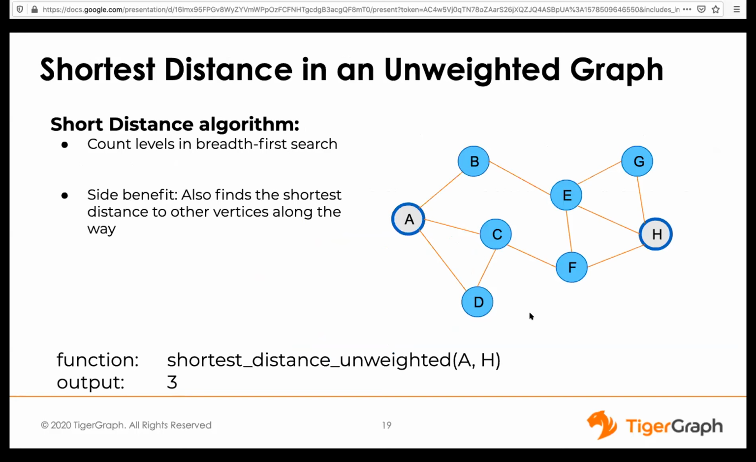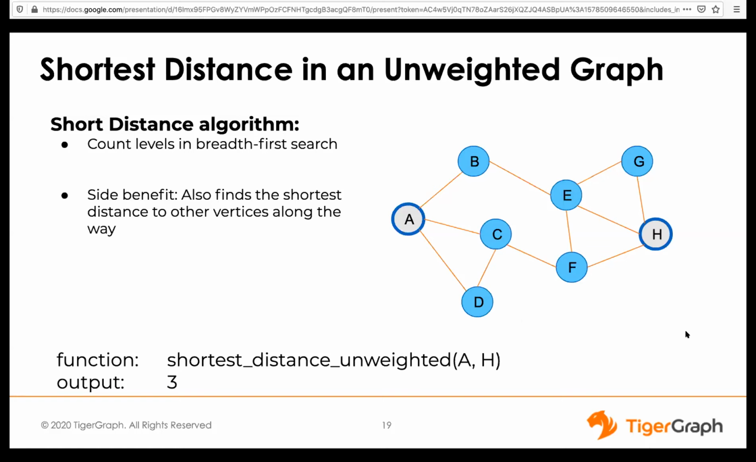Okay, next slide. And I'm going to very quickly walk you through the algorithm. Some of you will know this, but again, this kind of puts us all on the same grounding. So in unweighted, the technique's really simple. It's just breadth first search. As a side benefit, you find out not only the distance from A to H, you also find the distance to several other vertices that were along the way. If this were a function, you might write it as shortest distance unweighted with 2 input parameters, the source and destination, and the output would be 3.